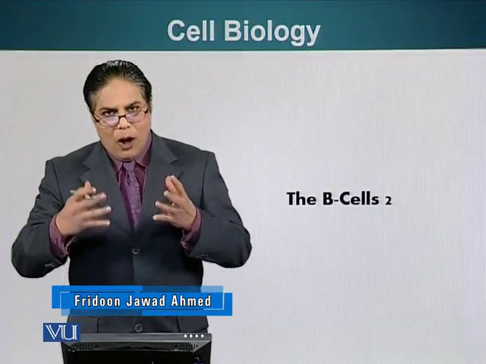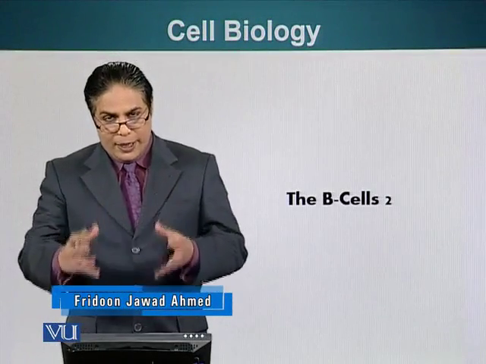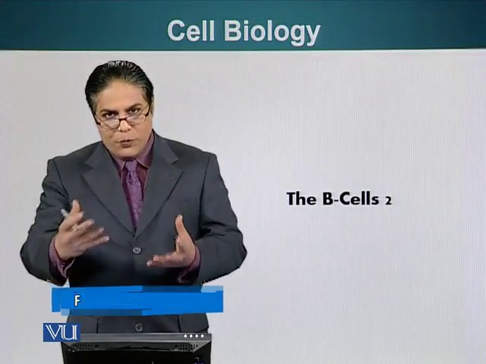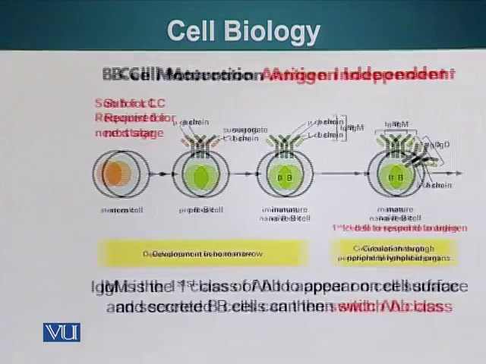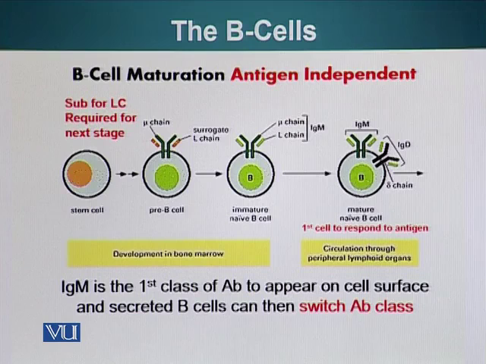So let's see now how our B cells mature so they can contribute towards our immune system. B cell maturation, as I mentioned earlier, is antigen independent. Our body, our immune system, generates several million different types of B cells. Only B cells which respond to a specific antigen are selected for proliferation.